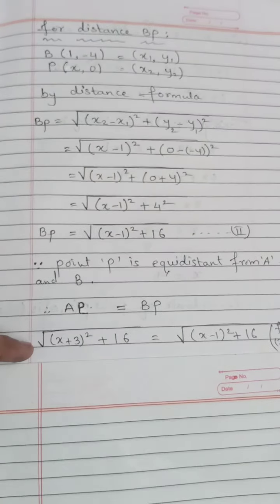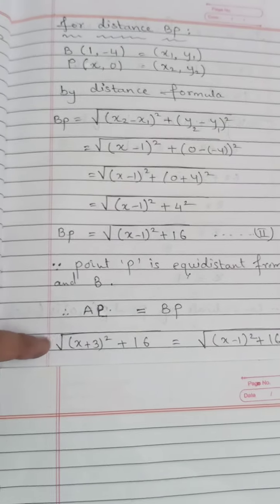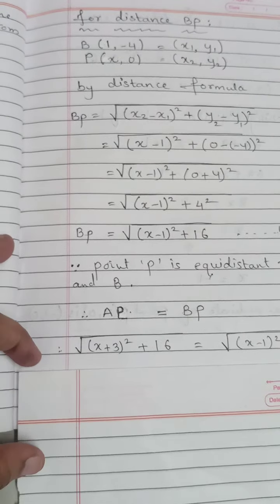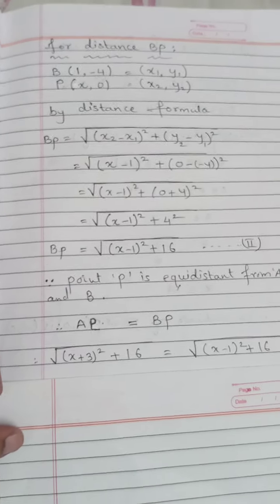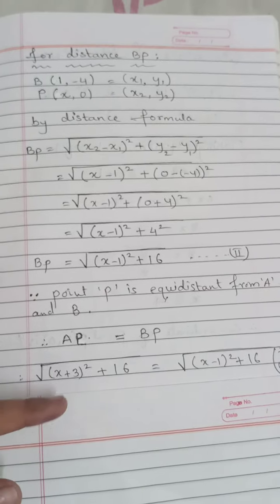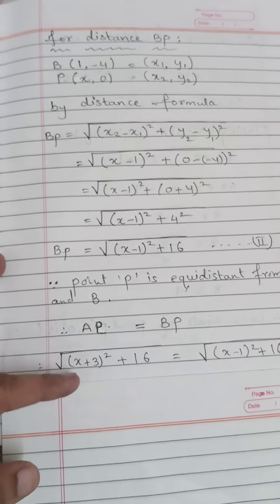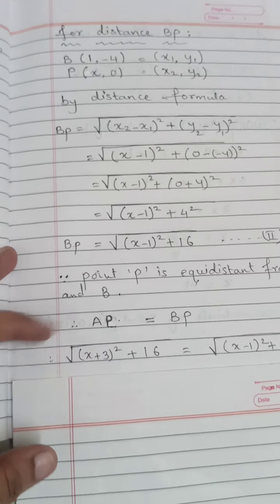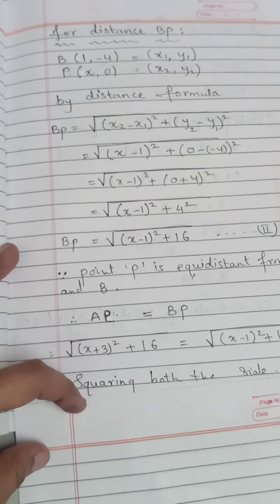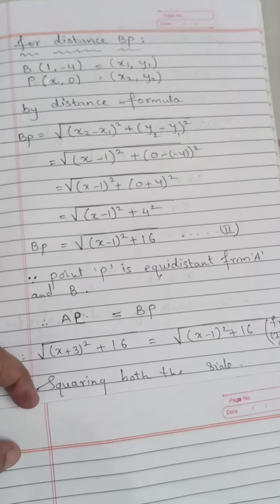Now we have to remove this root. A very simple way of removing any root is nothing but squaring. Whenever a square and a root come together, they will cancel each other and the same term will be the answer. So we will do the squaring. I have taken squaring on both sides here.